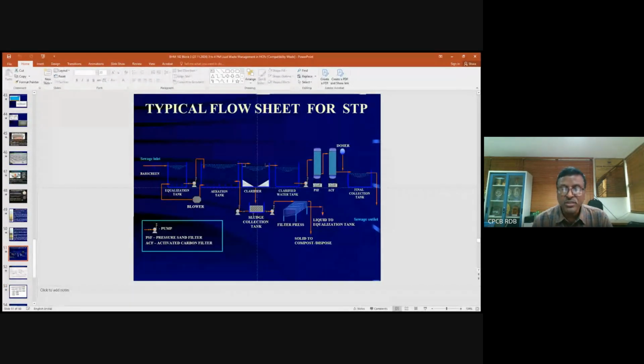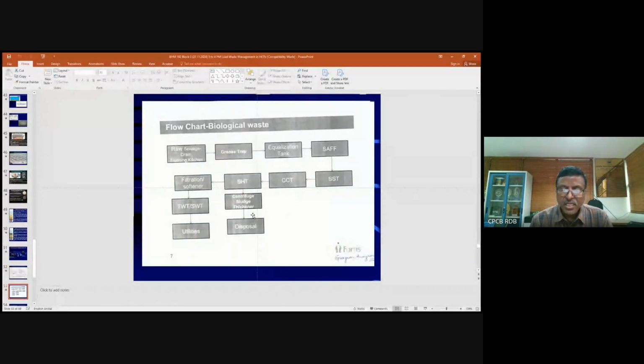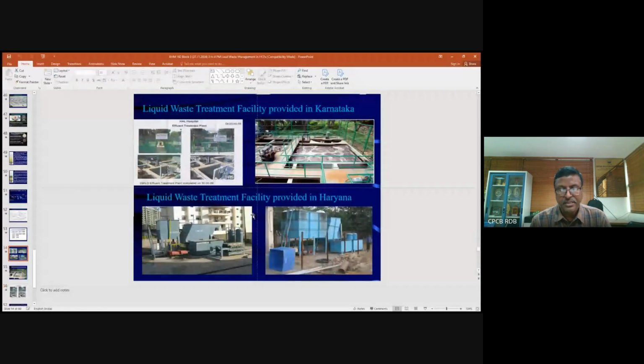This is the typical flow chart for sewage treatment in hospitals. I'm giving you just the essence of the treatment plant, but if you go and observe some of the treatment plants in hospitals, then you can understand easily. These are the biological processes, and these are the hospitals. Some of the hospitals in Gurgaon say they don't have adequate space. No, you have to have a treatment system nowadays.